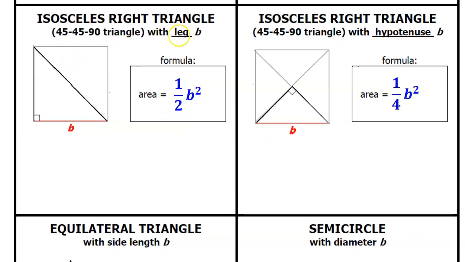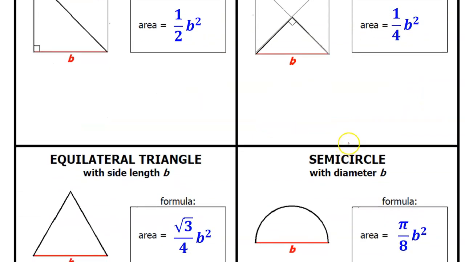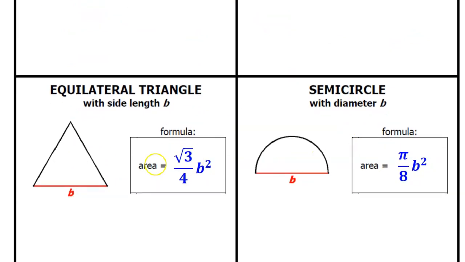But for an isosceles right triangle that's sort of on its side, like this, then the area will be 1/2 b squared. For an isosceles right triangle with hypotenuse as the base, then the formula for the area is 1/4 b squared. And then these are the other two formulas that are very common. If you have an equilateral triangle with base b, then the area is radical 3 over 4 b squared. And if you have a semicircle with base b, the area is pi over 8 b squared. So these come up all the time. You do not want to have to derive these formulas in the middle of a problem.